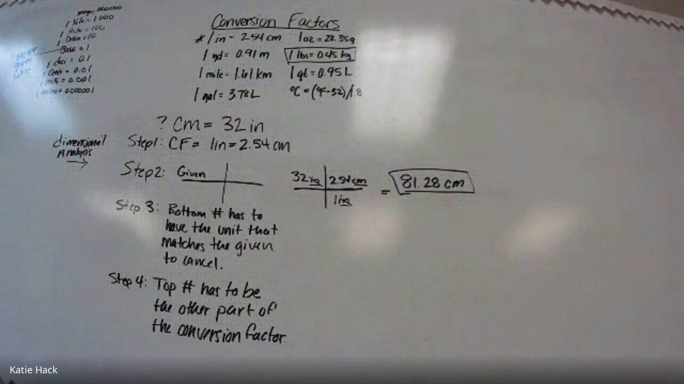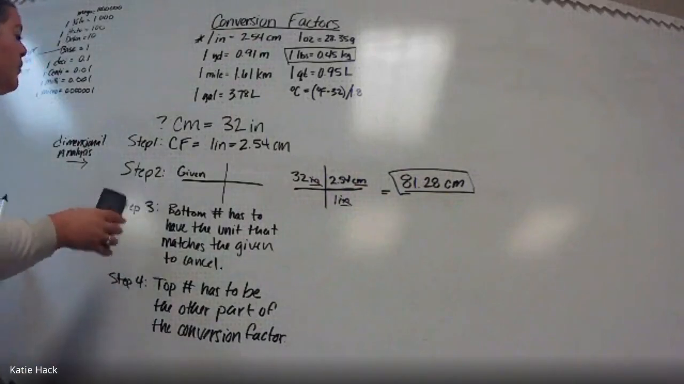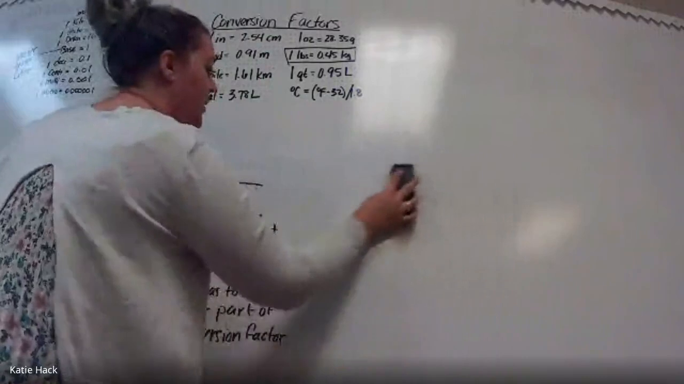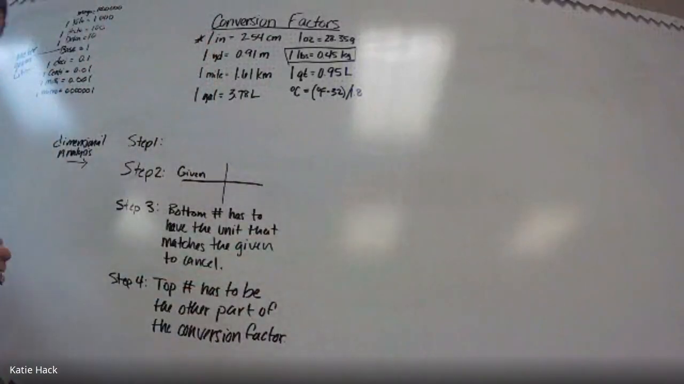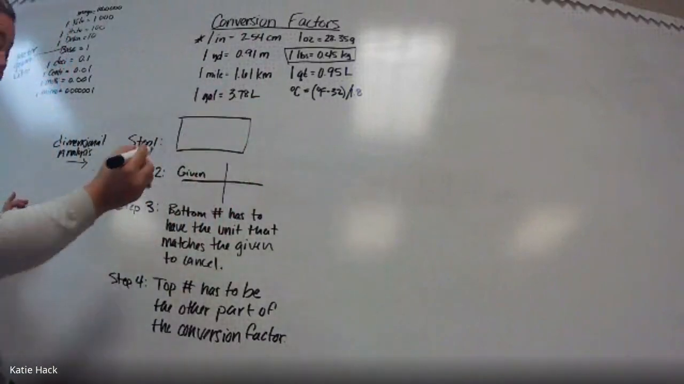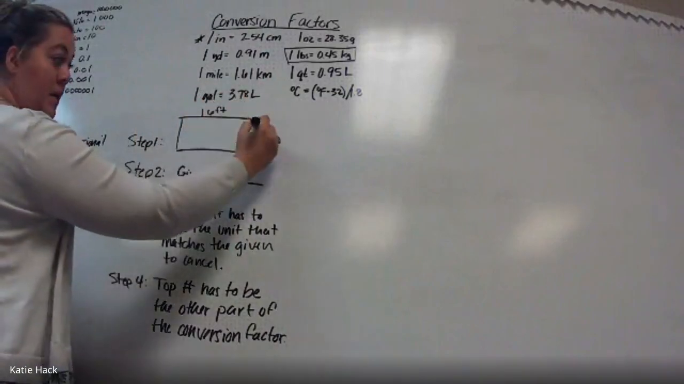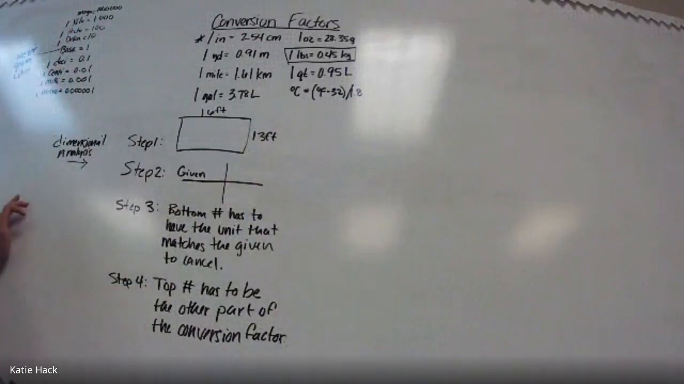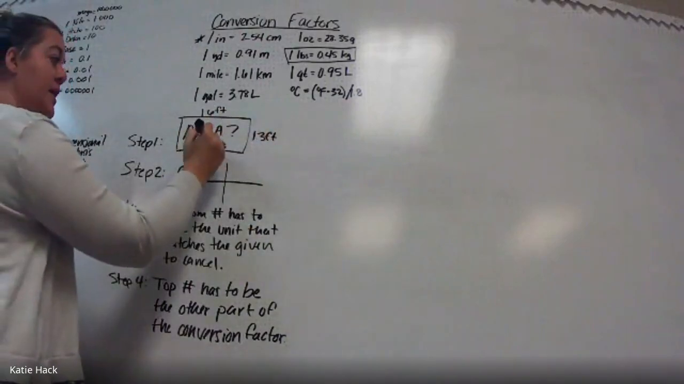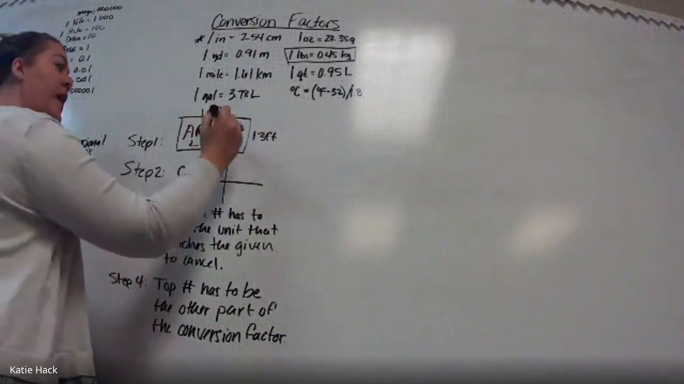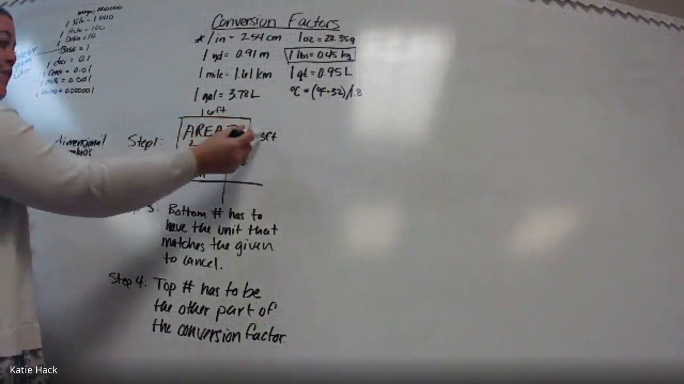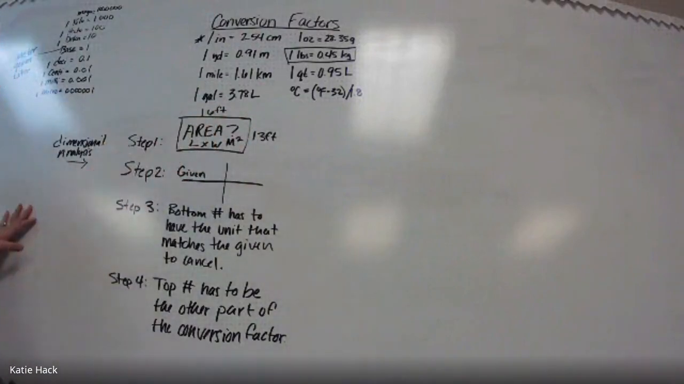Okay, so now we're going to deal with an area problem. So this one gets a little trickier. Okay, so you have a room that is 16 feet by 13 feet, and you want to know the area. Well, area is length times width, but we want to know the area in meters squared. We're given feet, but we want meters as our final answer.